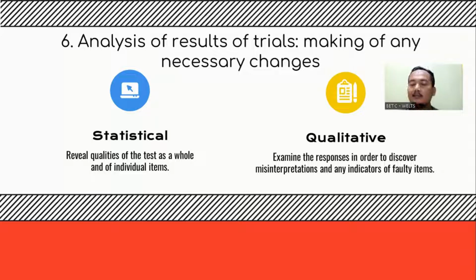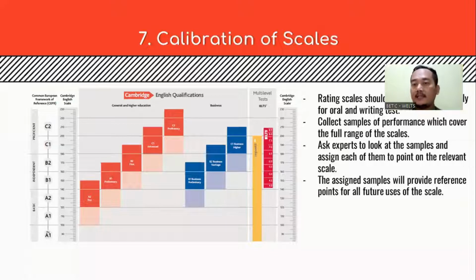Once the changes are done, we can conduct another trial. We have to make sure that the test is good enough to be published, right? And then stage number 8, that is calibration of skills.